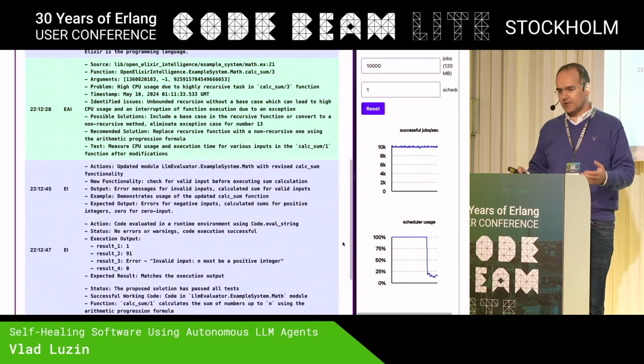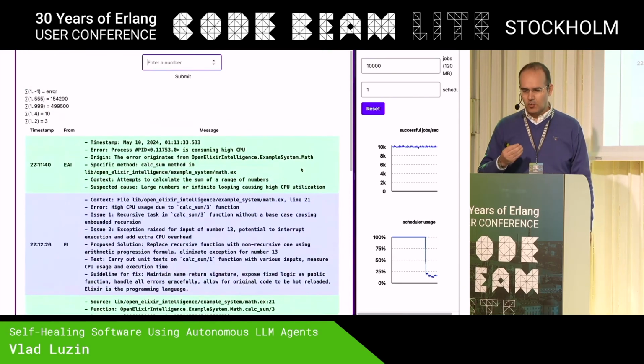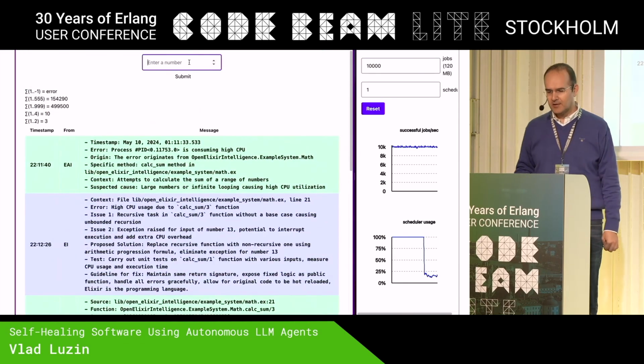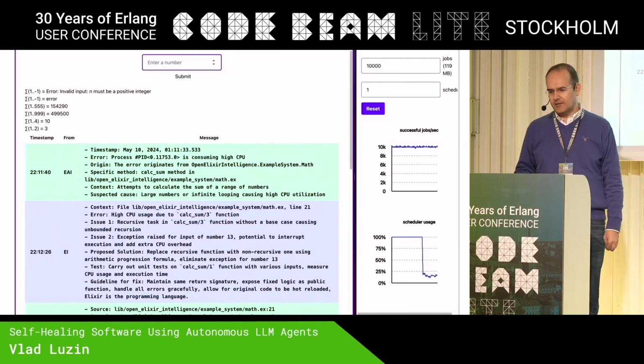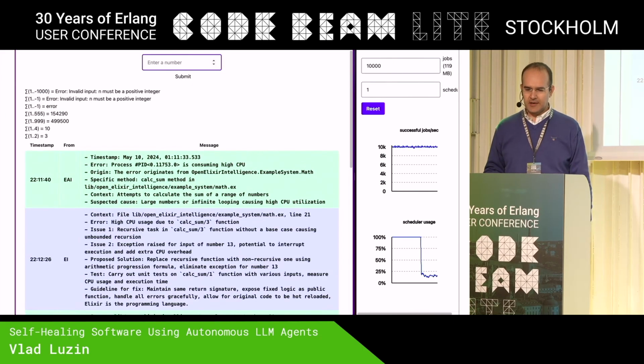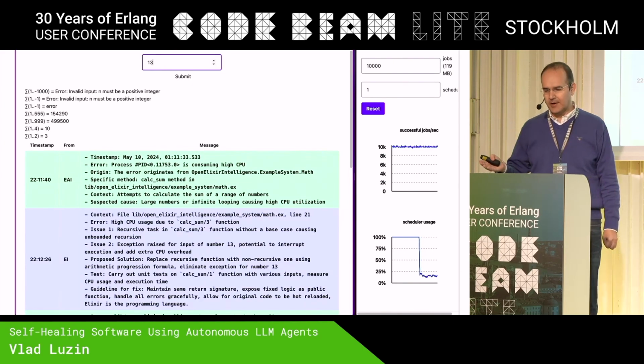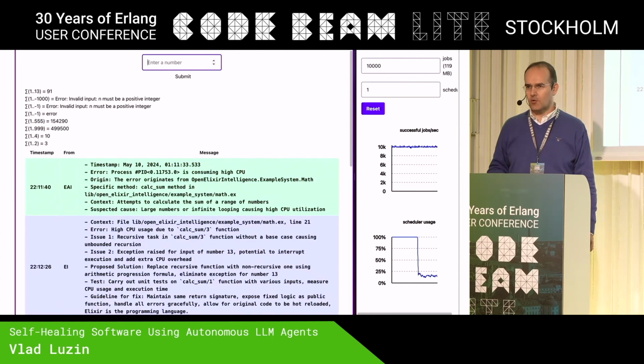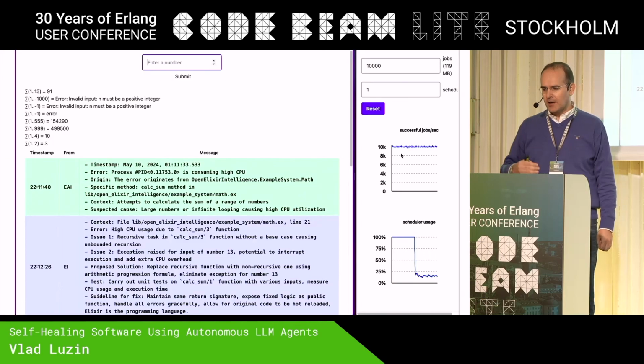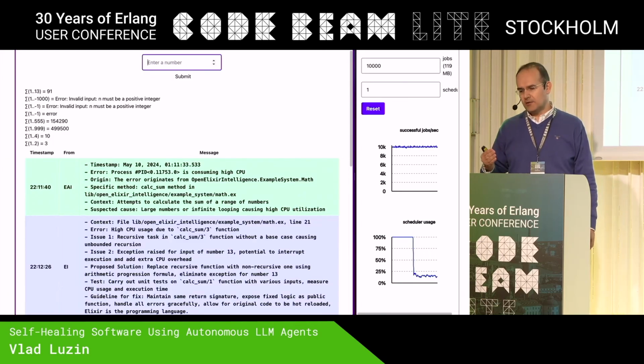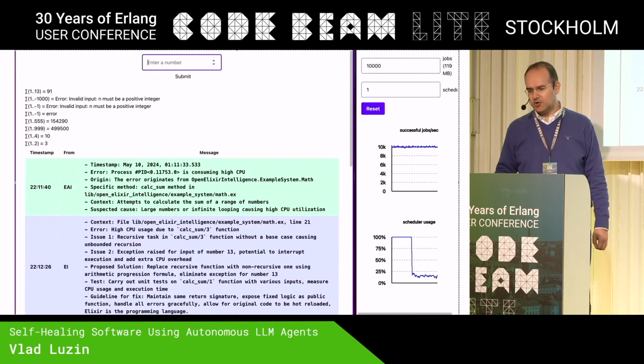Now let's validate, maybe this was not solved, right? Let's go back and let's try and enter a negative number. And we can see that there is an error message. And if I put 13, which previously threw an exception, right now it does not throw any exceptions. And during all this period in time, we still had 10K jobs being executed successfully.